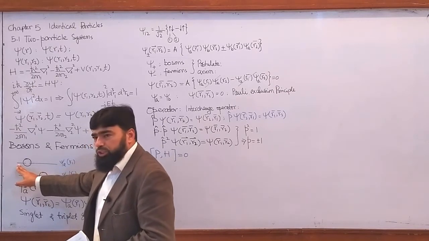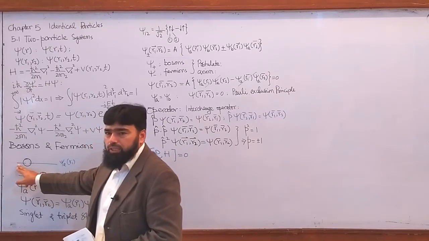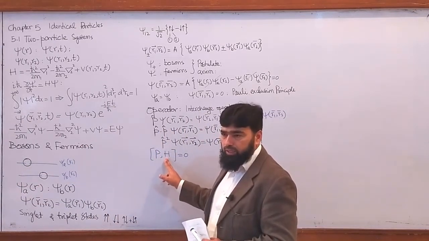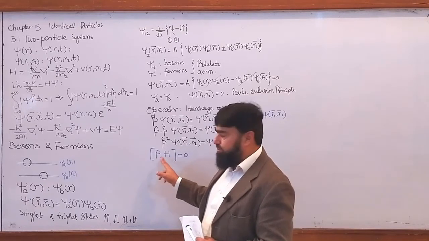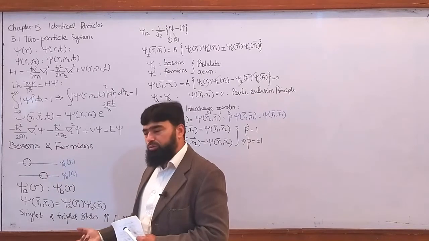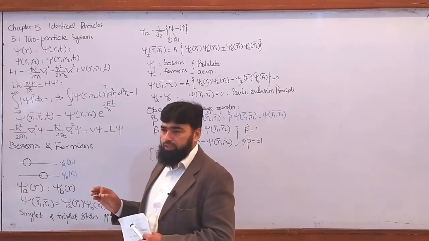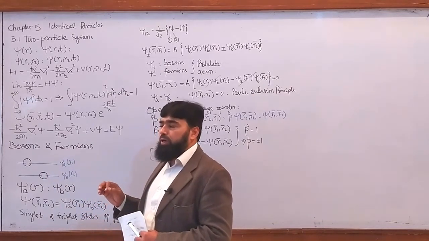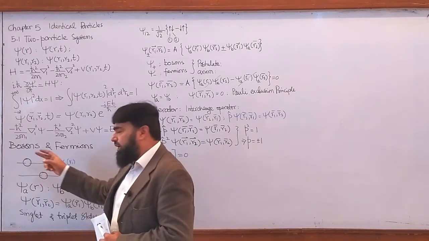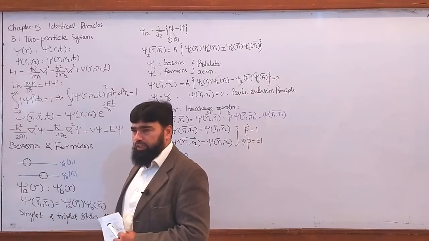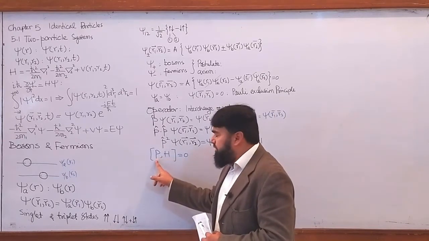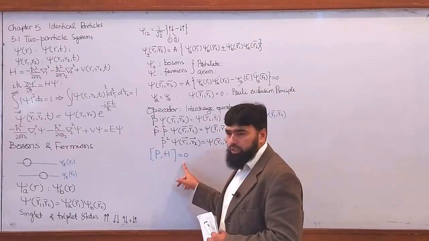If this is the situation, what will happen to the energy, to the Hamiltonian of the particle? It will also remain the same. Hamiltonian means the energy before and the energy after the exchange. It will remain the same for identical particles. For distinguishable particles, it will not remain the same. The red and the blue will have a different configuration. So for identical particles, I say that the exchange operator commutes with the Hamiltonian.